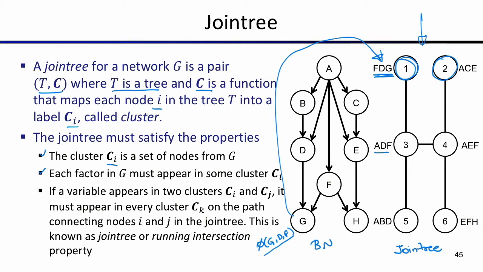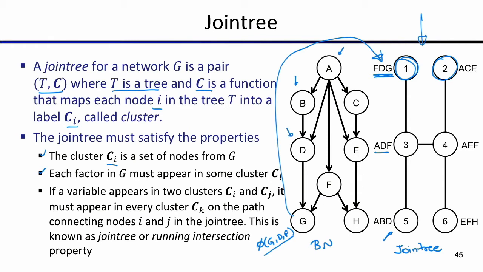And of course, it must be also true for the remaining nodes in the Bayesian network. So we need to find a node where I can put a factor that just mentions A. It can be here in node 5. One that mentions B and A can also fit here in node 5.